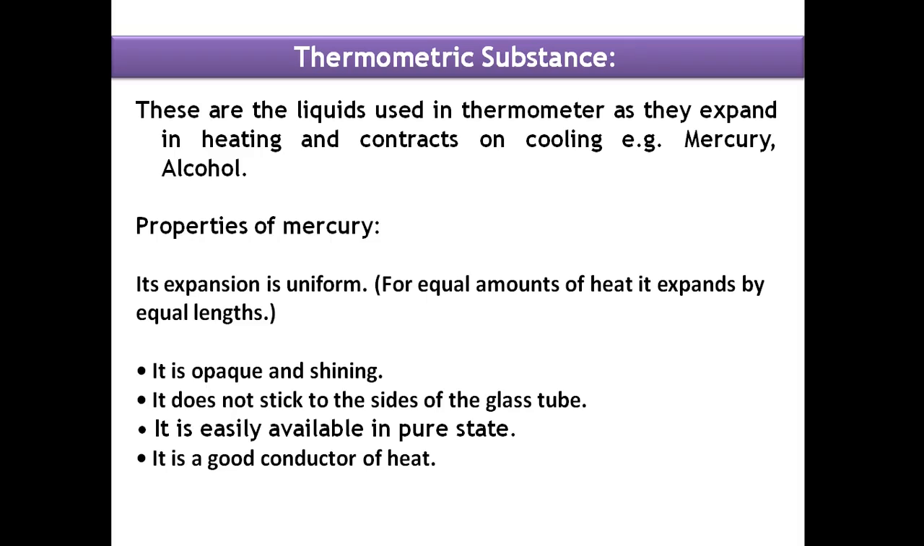And it is opaque and shiny. This feature also makes us take the readings correctly and easily. It does not stick to the sides of the glass tube, so we can take accurate readings. It is a good conductor of heat. It is easily available in pure state. These are some of the properties which make mercury suitable for use in thermometers.